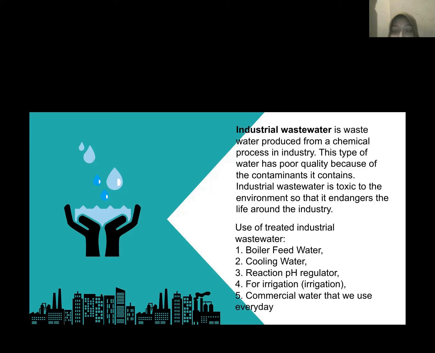Use of treated industrial wastewater: 1. Boiler feed water. 2. Cooling water. 3. Reaction pH regulator. 4. For irrigation. 5. Commercial water that we use every day.